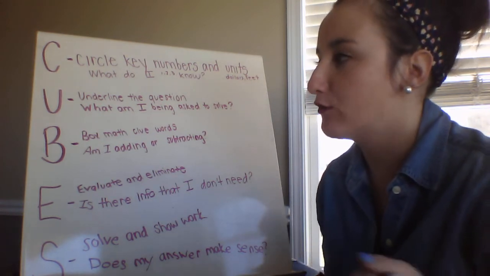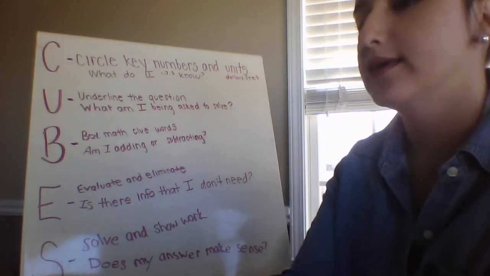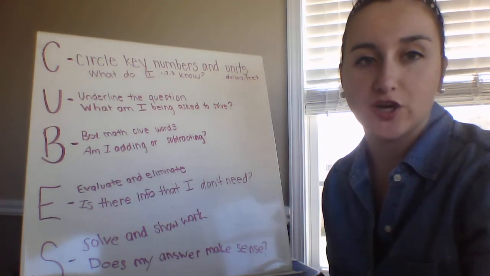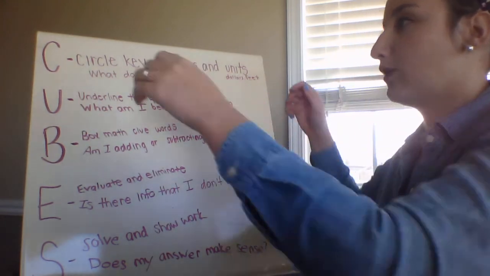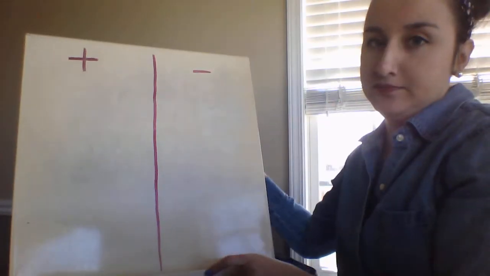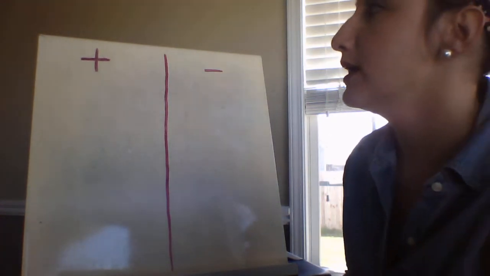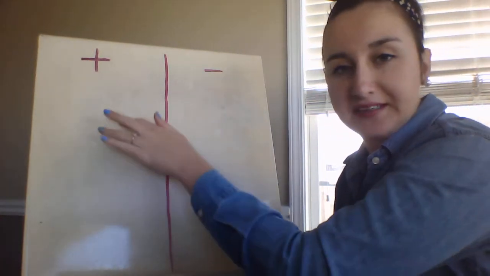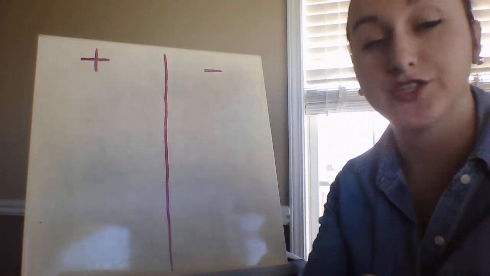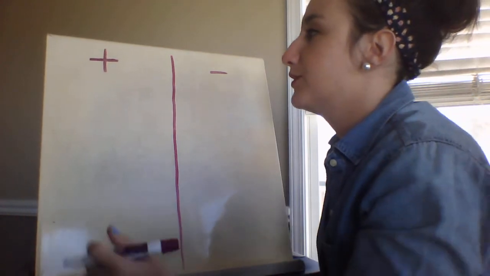Now that we have gone over the CUBES strategy, I also wanted to go over some math action words that you can use to help you determine if you're adding or subtracting in a word problem. Any words that can be used to let you know that you need to add, I'm going to write them here. And any words that let you know that we're subtracting, I'll put them here.